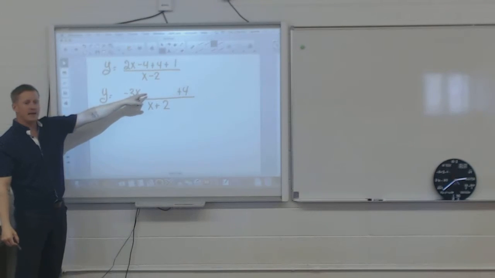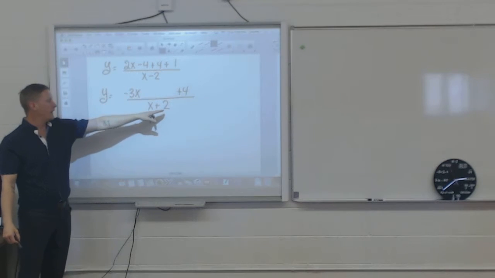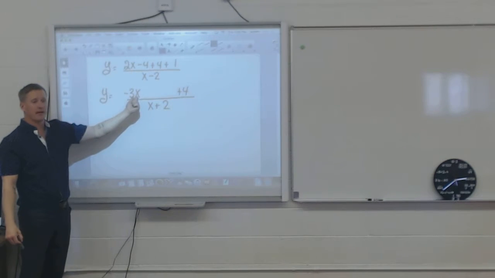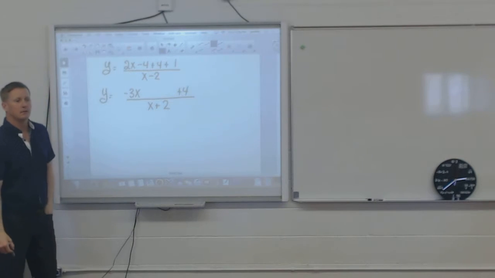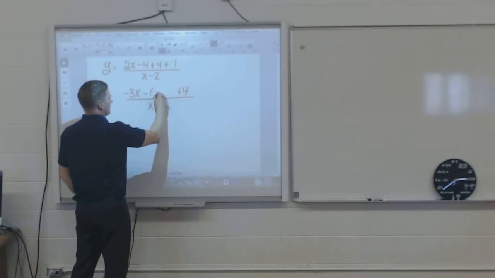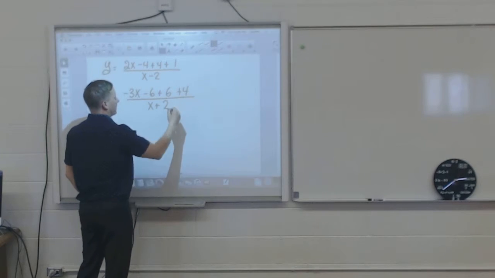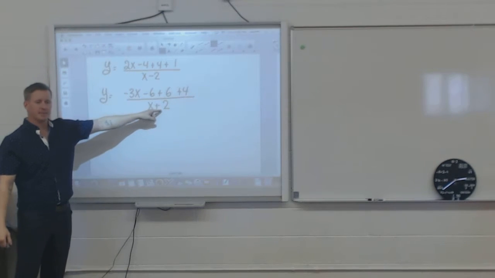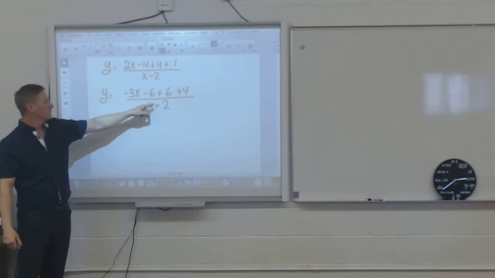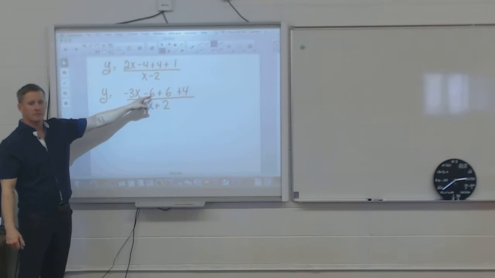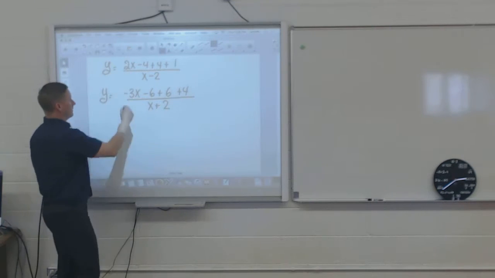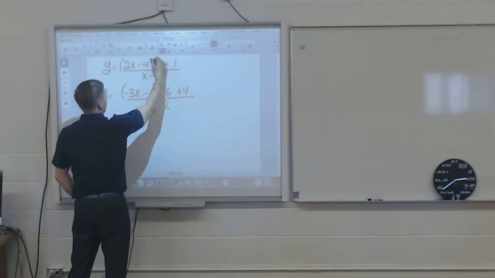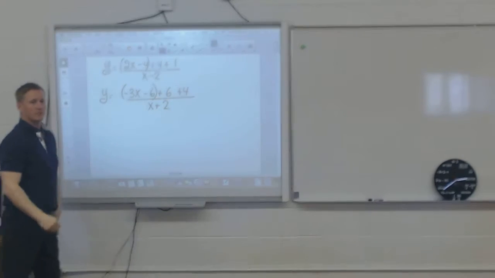What am I going to add to here, so that when I factor out the -3, I'm going to end up with x plus 2 here? Can anybody figure out how I can get it quite easily? Times them by each other. Take that number and times it by there. Put it there. Okay? Because now when I factor it out, I cancel out.